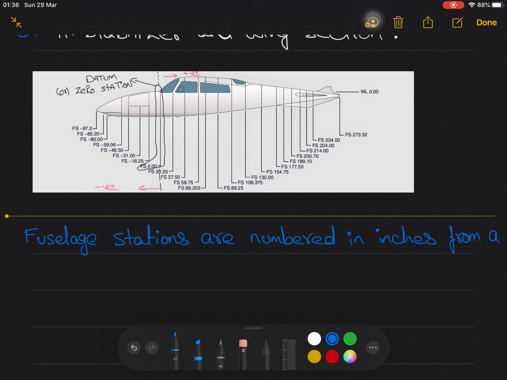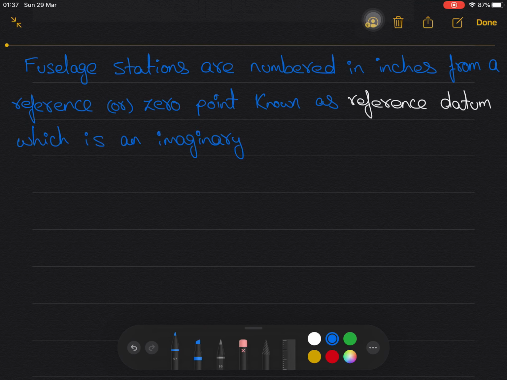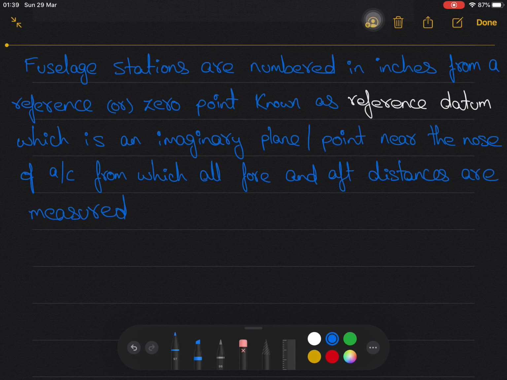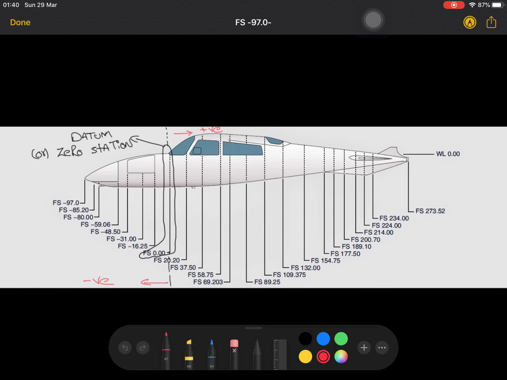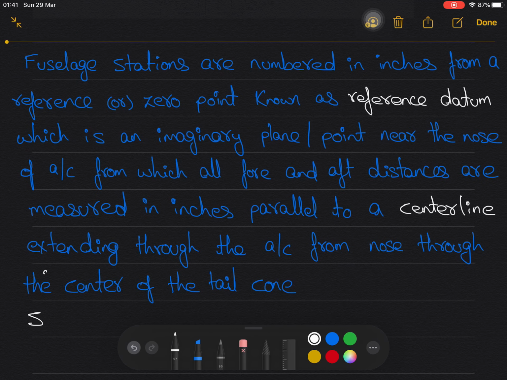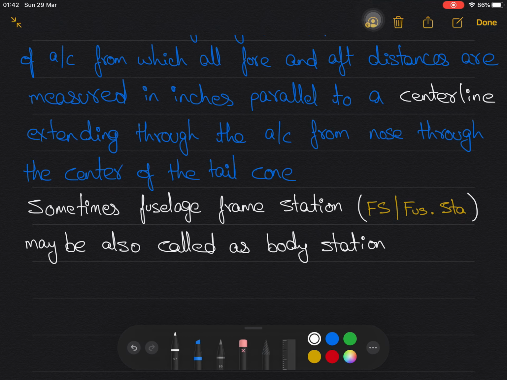Fuselage stations are numbered in inches from a reference or 0 point known as the reference datum, which is an imaginary plane or point near the nose of the aircraft from which all fore and aft distances are measured in inches, parallel to a center line extending through the aircraft from the nose through the center of the tail cone. Sometimes a fuselage frame station may also be called a body station.